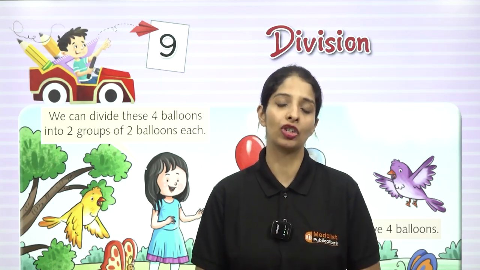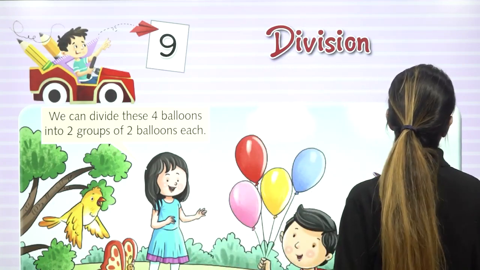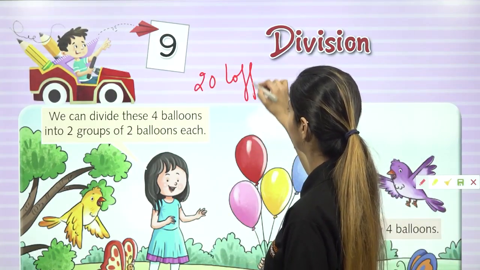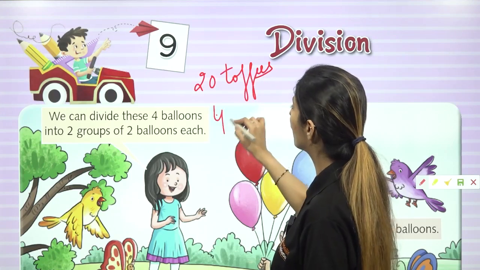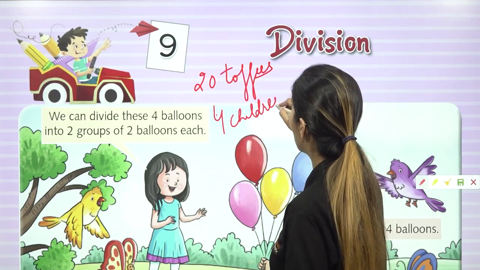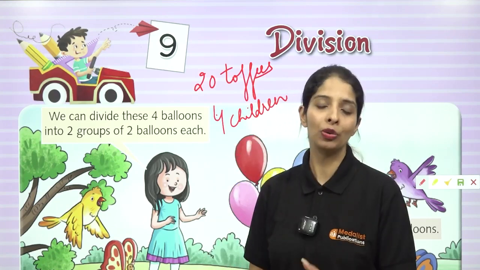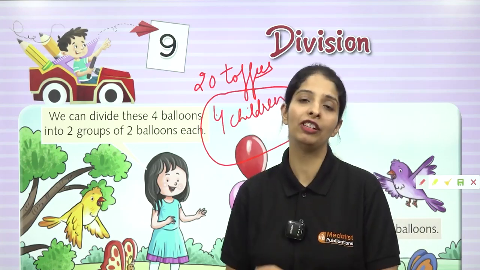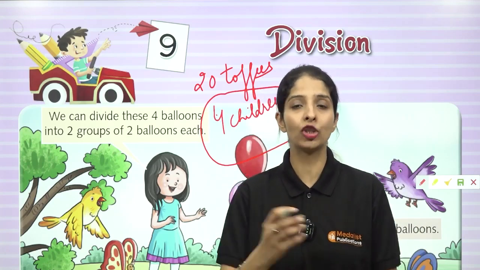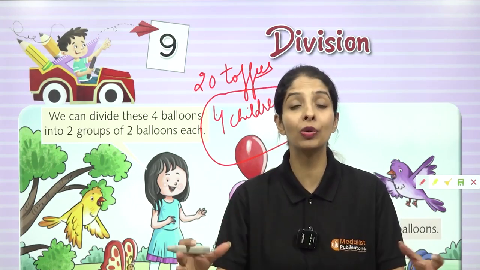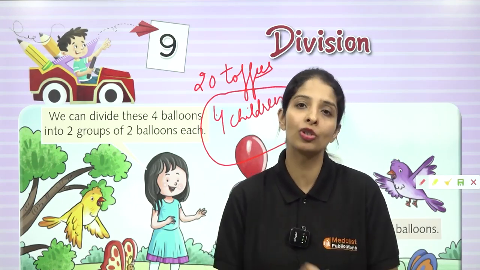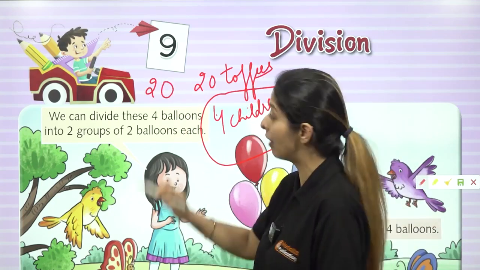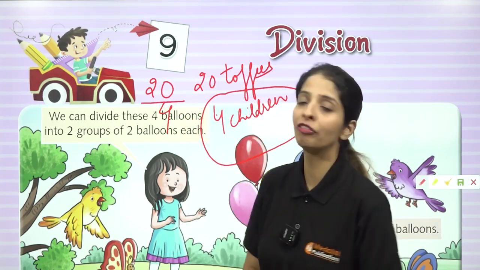Now, what is division? Suppose I have 20 toffees, and there are 4 children. I want to equally distribute the toffees among these 4 children. How will I find out how many toffees I should give to each student to distribute all the toffees equally among the 4 children? I will simply divide 20, the number of things I have, by the number of children.